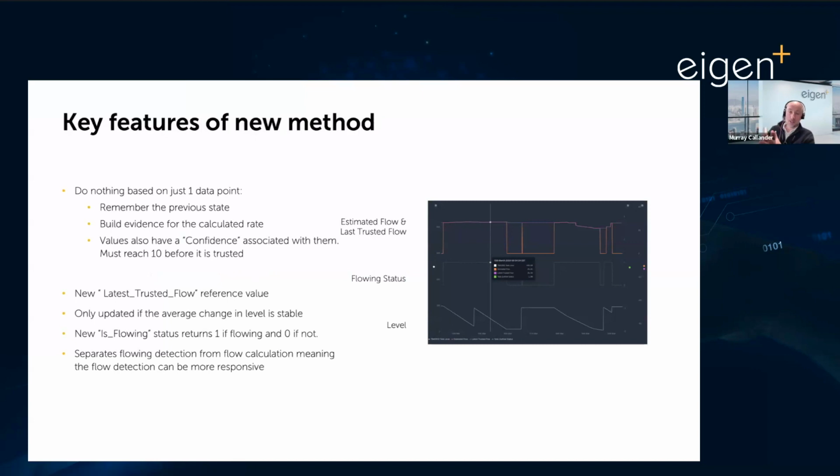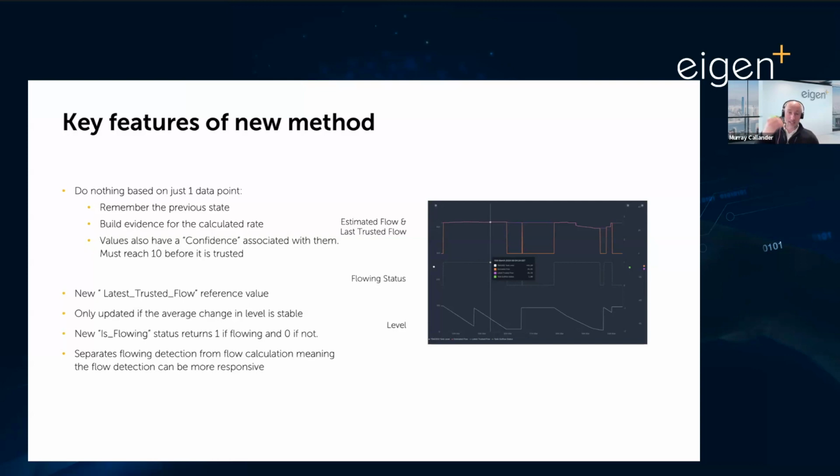The key feature of the script that we'll go through is that now we do nothing based on just one data point. The previous calculations had to run in real time. They had to take the latest data and work out, at runtime, what was going on. Now we can remember the previous state and we can do things like build evidence. Do we think that the flow state has changed? Are we confident? If so, we'll use a new value. So we have this idea of a confidence.